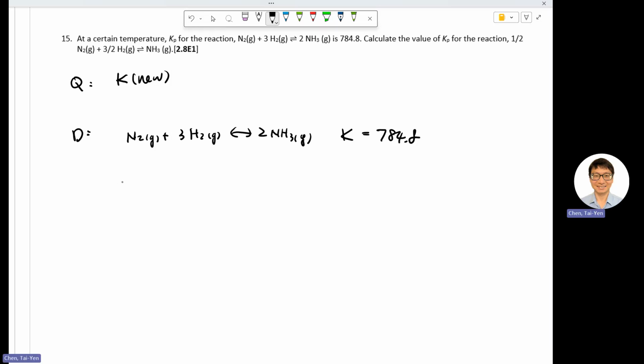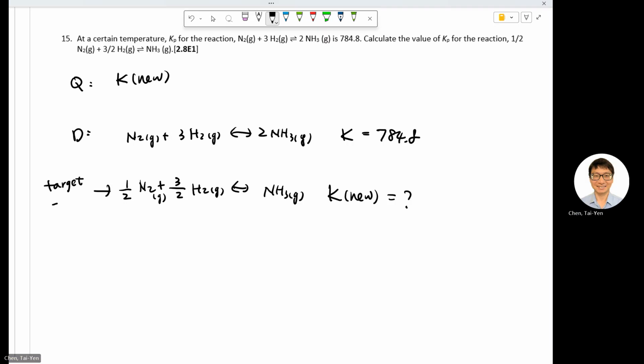And now you have a target equation, which is 1/2 N2 plus 3/2 H2 giving you NH3 in the gas form. I want to know this new K, what's its value, right? So if you compare this, I call this the target equation, okay? And this is your base equation, okay?